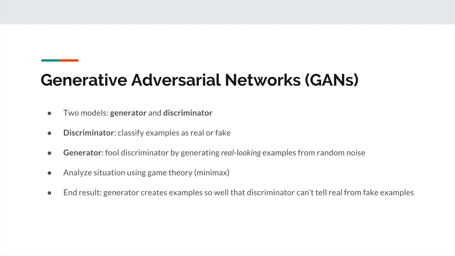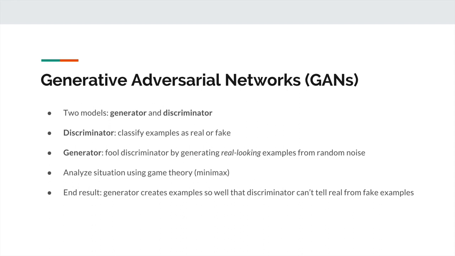Okay, the next thing we're going to discuss is the generator. The generator is going to try to fool the discriminator by generating examples that look as if they were taken from the training set. These are actually generated using random noise.